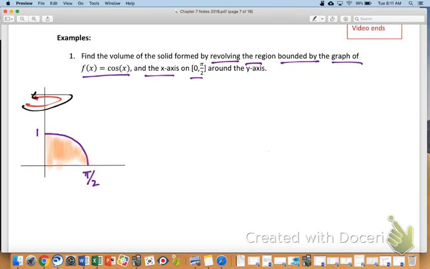Perpendicular. Perpendicular, right? So if you've got a vertical axis of rotation, like we do here, we draw in this horizontal, aka perpendicular to it, representative rectangle.